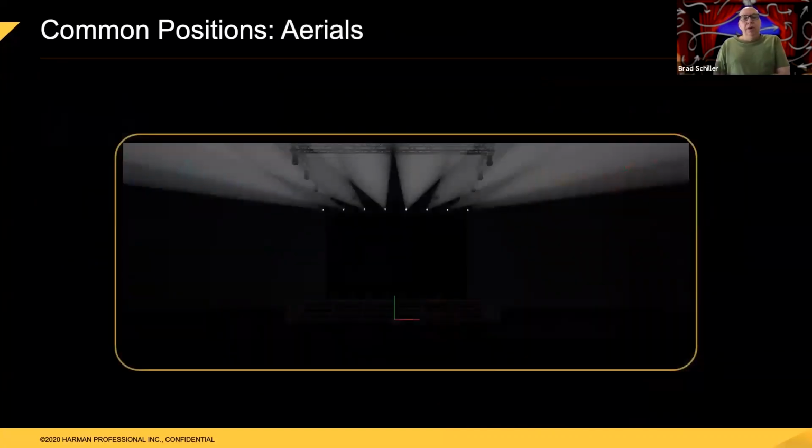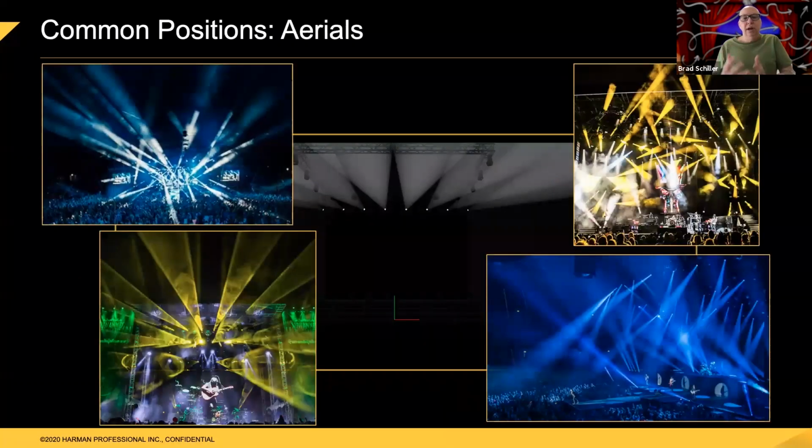And another favorite of everyone are aerial type focuses, and these are plentiful. When you have haze in the air and you're seeing beams of light coming out at you, you can do all different types of things. You can do up over the audience. You can make really nice, interesting patterns in the air. You can make lots of different looks with these aerial type focuses, depending on your fixtures and the haze.